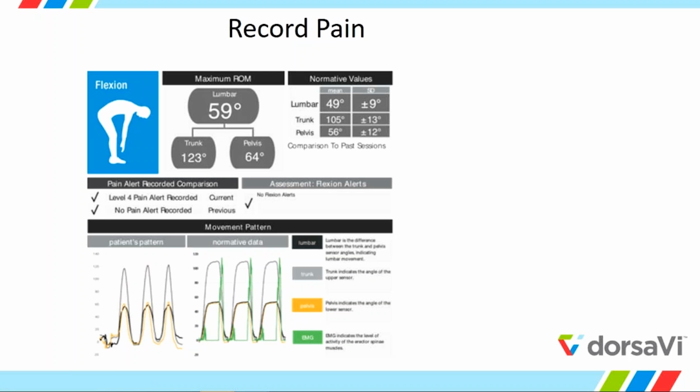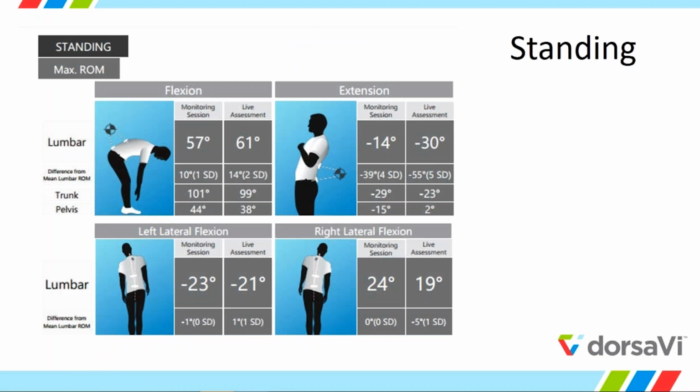And if you look down underneath, the little guy that's flexing says flexion, and you see pain alert recorded comparison, it says pain level 4. So yeah, sorry about that. It was a little out of order, but you can record pain during the live assessment. Really, I think that's underutilized, so keep that in mind. Okay, now back where we were. I'm going to get some grief about that, I just know it.